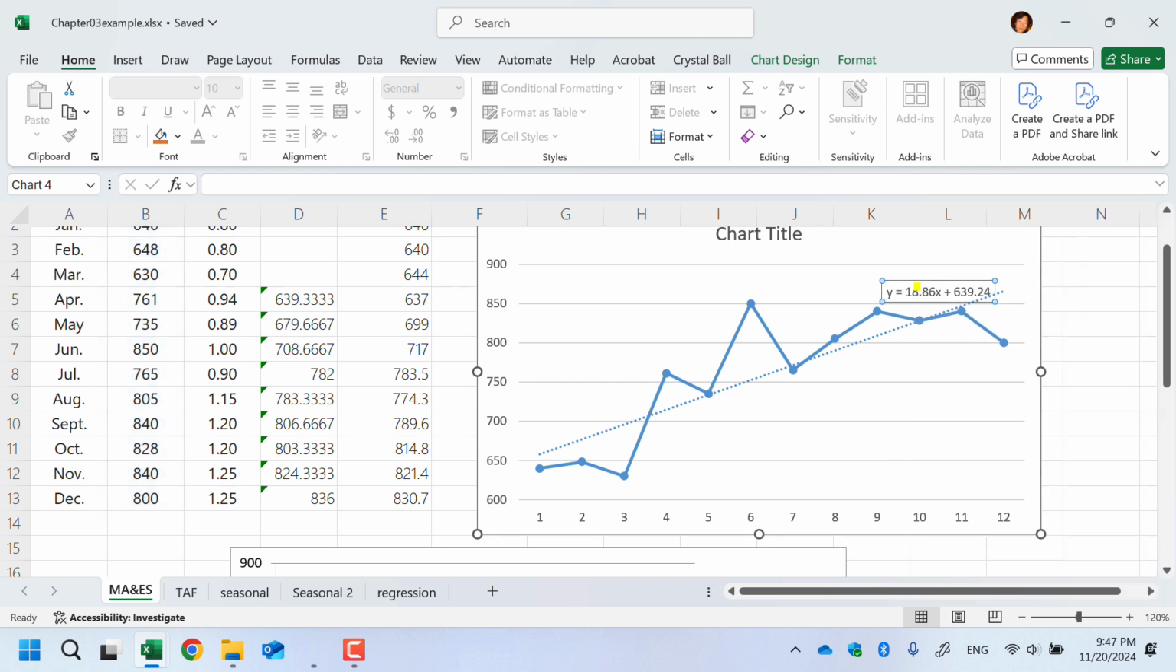Then you can see the equation here. So simply I just increase the font. Now you can tell what the number would be. Next step is you can just plug 13 into the x, then you can predict the next step. I mean only the trend part.